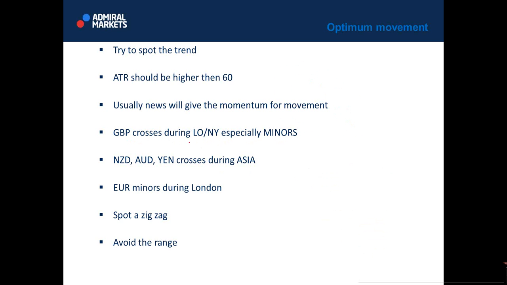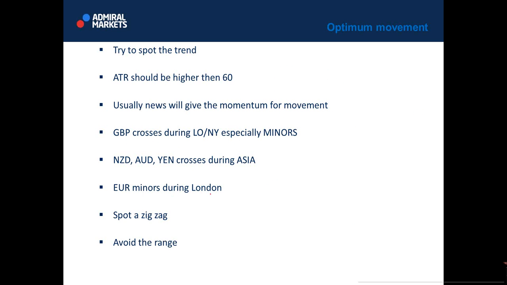Then GBP crosses during London, New York, especially minors. Optimum movement I have identified that at GBP crosses during London, New York phase, especially minors. GBP Swissy, GBP CAD, GBP New Zealand, GBP Yen. They move a lot. Then New Zealand AUD Yen crosses during Asia trades. So New Zealand Yen, AUD Yen. If you trade New Zealand Swissy, New Zealand Yen, GBP Yen can also be a mover. But usually New Zealand AUD Yen crosses during Asia.